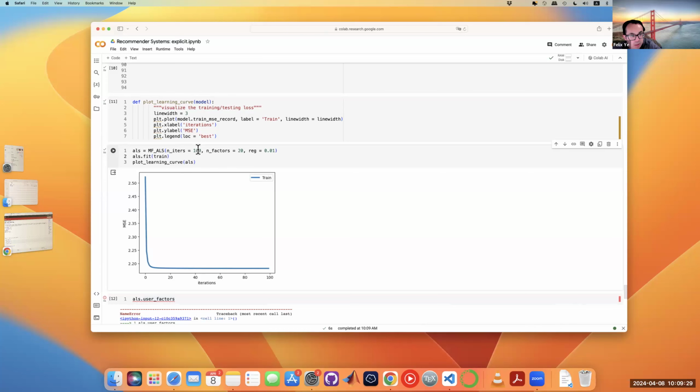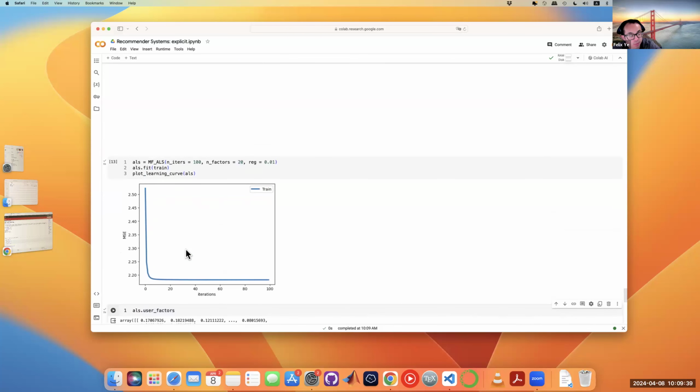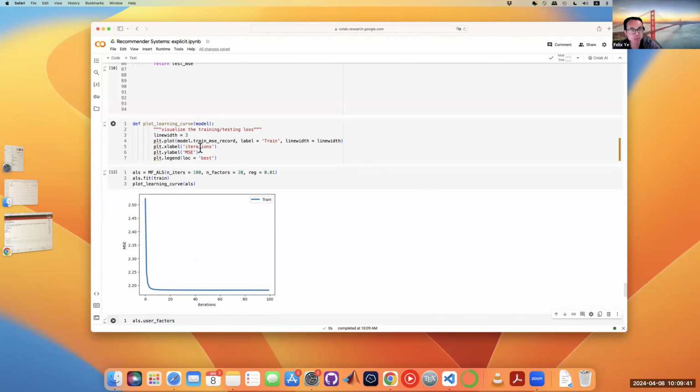So we initialize with 100 iterations, K set equal to 20, and the regularization is 0.01. Okay, that's good. So this actually plots the learning curve, which is MSE versus iteration. I want to see how this MSE drops along with the number of iterations. And then this shows you the training label right here. So this is training.